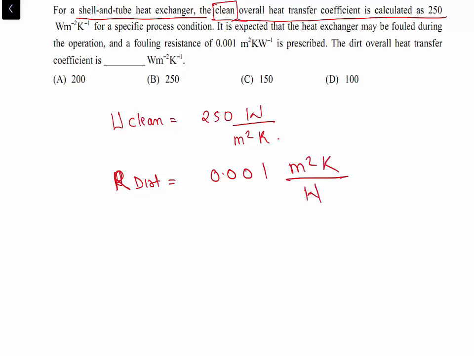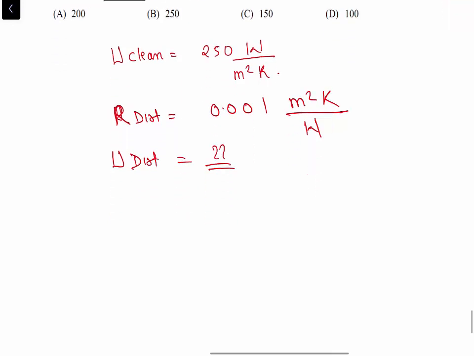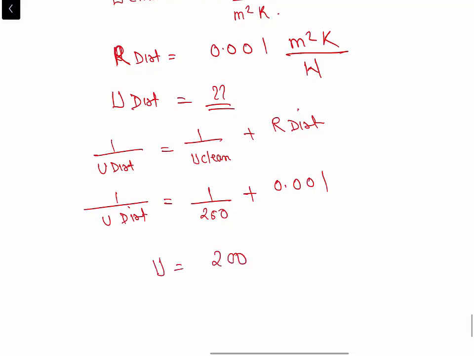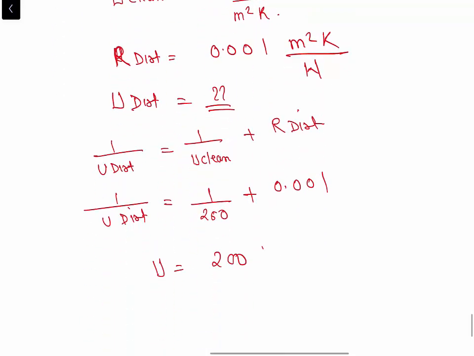Obviously it is the reverse of that. And what you have to calculate? U dirt. So we can equate this, keeping the same units, because we have to maintain consistency of units. So 1/U dirt equals 1/U clean plus resistance due to dirt. So it will be 1/250 plus 0.001. See, everyone has the same unit. You solve it and you will get U equals 200, and the unit is watt per meter square Kelvin.